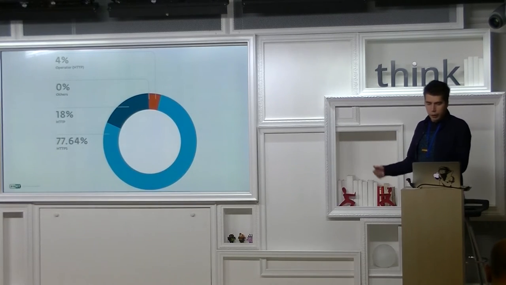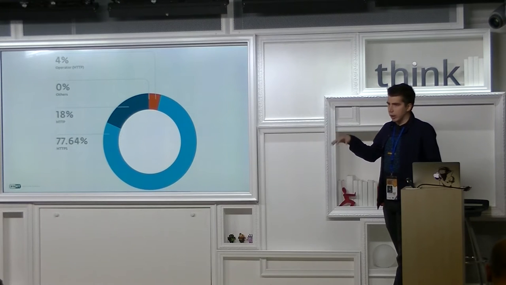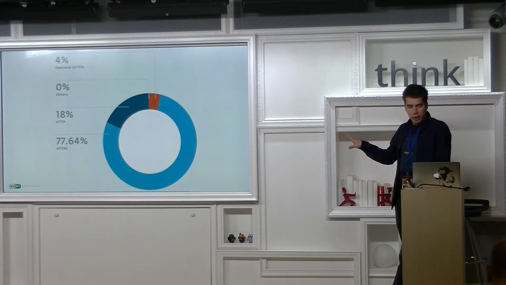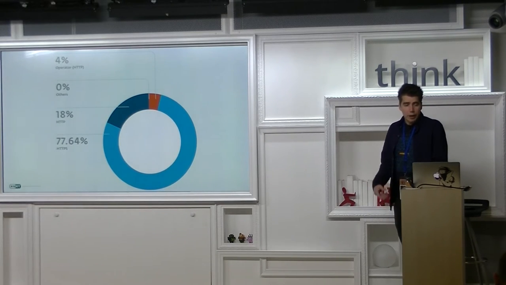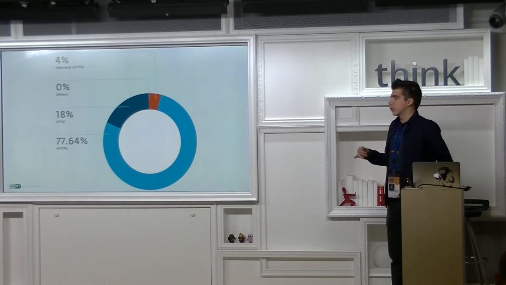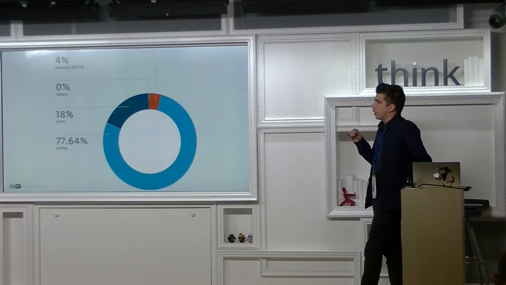So if we look at the rundown of the protocol, 4% of operator HTTP, 18% of social network, but access through HTTP, all of it was Instagram. All of the other social networks were all HTTPS. And the HTTPS allowed us to look at the certificate. Because due to the nature of the SOCKS proxy, we would only see the IP addresses.